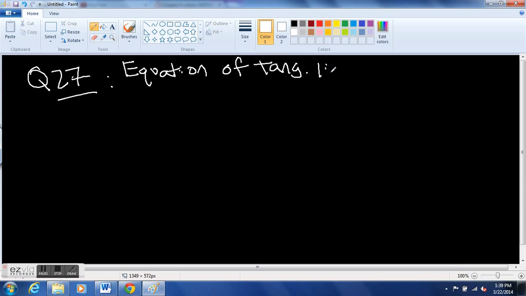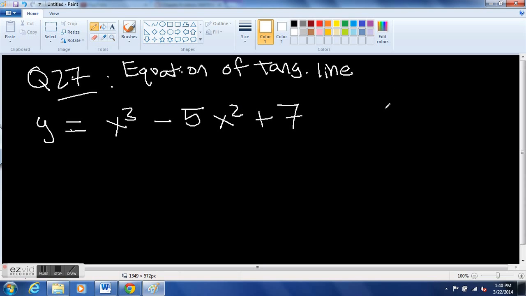So we have a curve. We're going to write the equation of the tangent line at the curve. So for 27, we have y equals x cubed minus 5x squared plus 7. And we're saying at the tangent line, so it's something that looks like this, at the point x equals 1. So some point here, x equals 1.